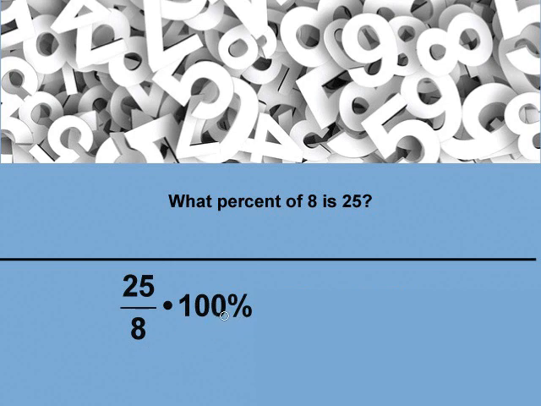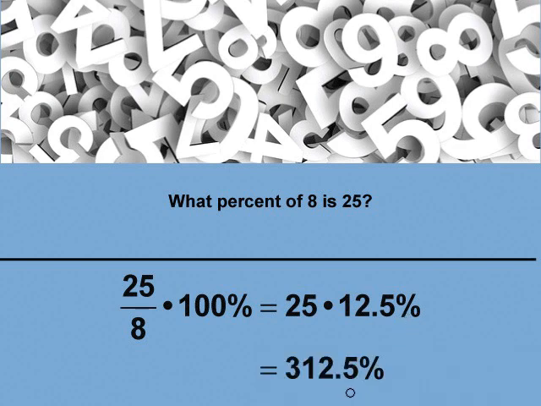8 goes into 100% 12.5 times. 25 times 12.5% is 312.5%. This is an example where the percent is greater than 100%. In other words, 312.5% times 8 is equal to 25.